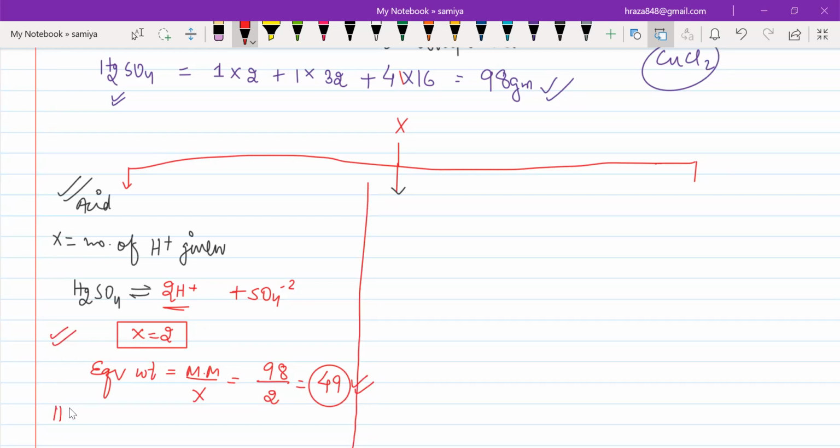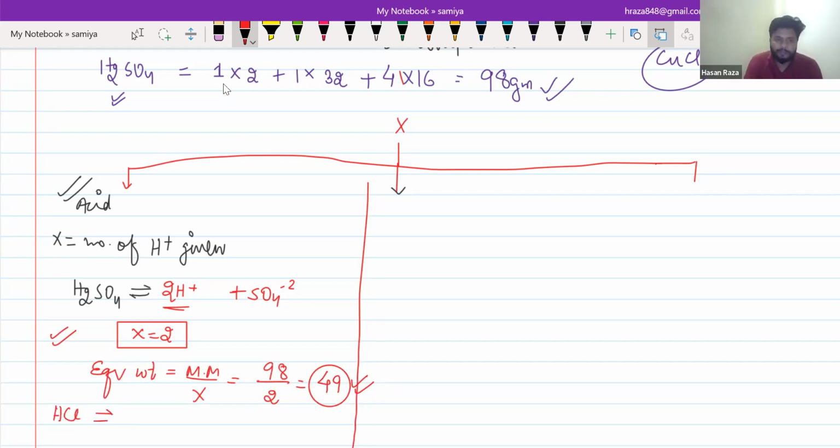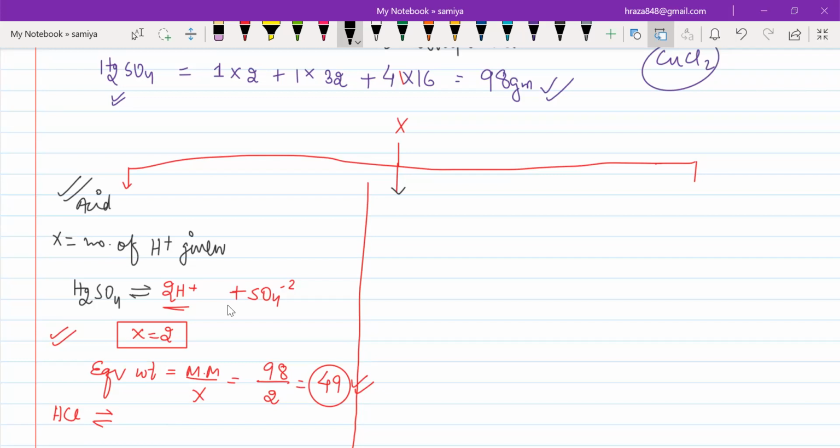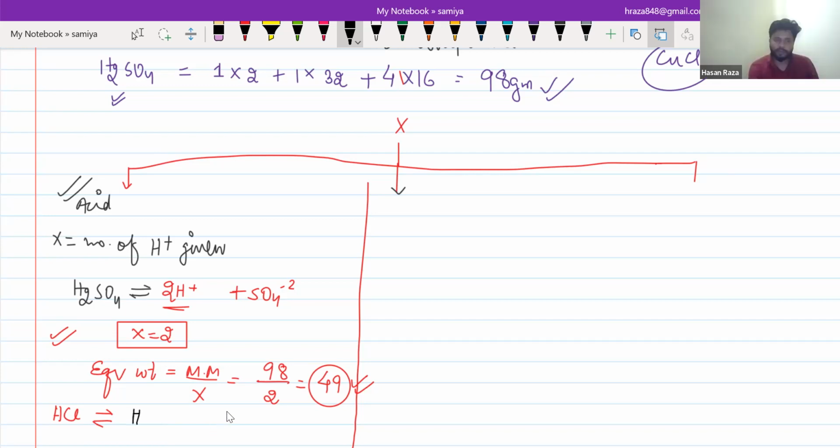Now, can you tell me how many H plus HCl can give? All the students from this batch have already covered this in solutions. 1 H plus, because if you dissociate it, you get H plus and Cl minus, and it is balanced. Since it is giving only 1 H plus, X will be equal to 1.